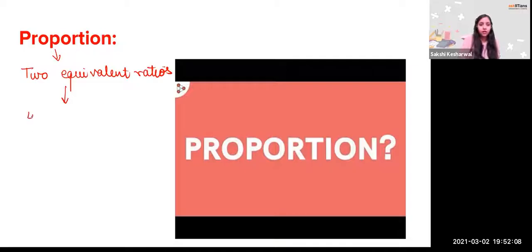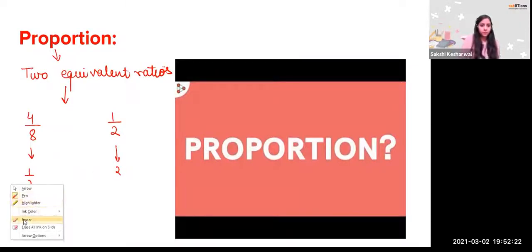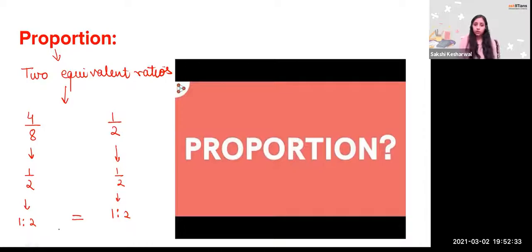So if I say 4/8, and if I write 1/2, see, this can be written as 1/2, and this is also 1/2. So can I write this as 1/2, and this also as 1/2? So they are equal, beta. Can I say now that 4/8 is equal to 1/2, right? So these are in proportion. They are in proportion, right?